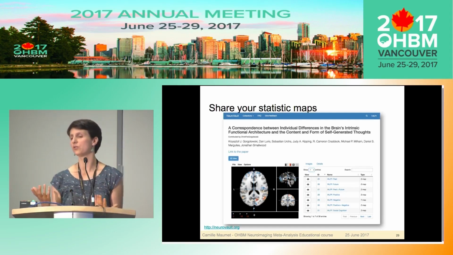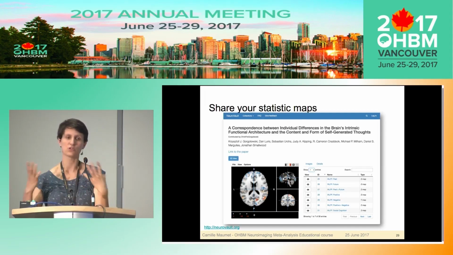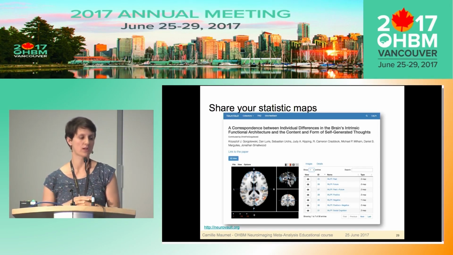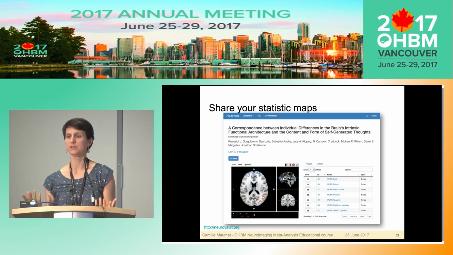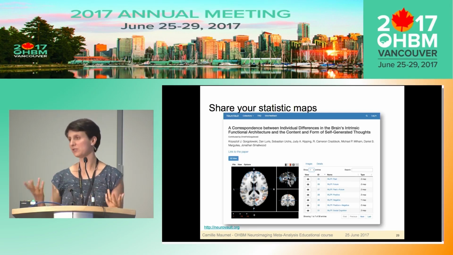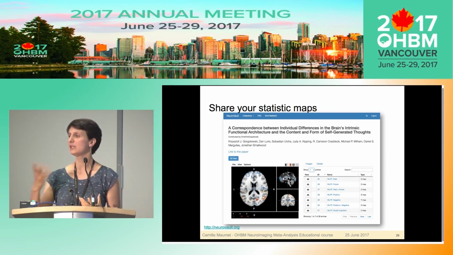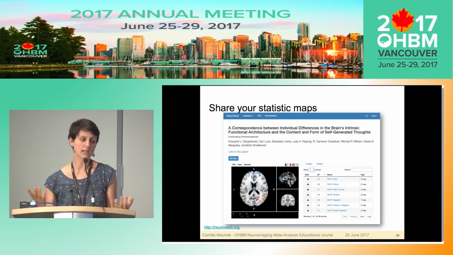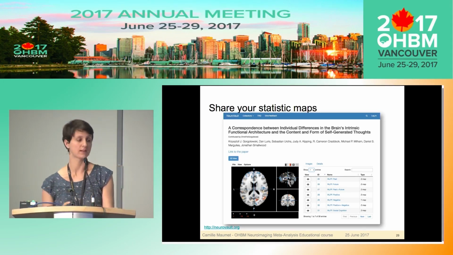A collection on NeuroVault is just a group of images. You can choose which images belong together, and you can upload as many images as you want using the NIfTI format. Then you add a title for your collection, and you can link to a paper if you have a manuscript describing this data set, or you can leave this empty and just have it as a collection that you can share with other people.